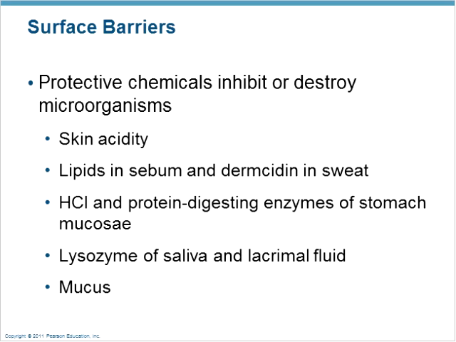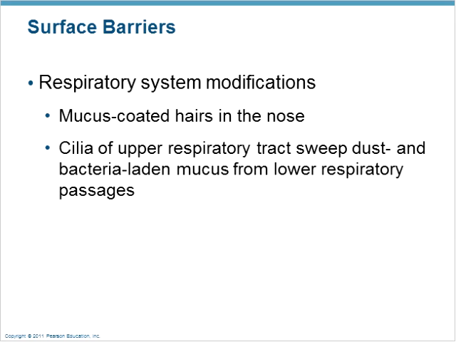Surface barriers have protective chemicals, which may inhibit or destroy microorganisms. They include skin acidity, or the acid content of the skin, lipids in the sebum and dermcidin in the sweat, hydrochloric acid and protein-digesting enzymes in the stomach mucosa, lysozymes of the saliva and lacrimal fluid, and finally mucus, which is just a trapping mechanism. We also have respiratory system modifications.